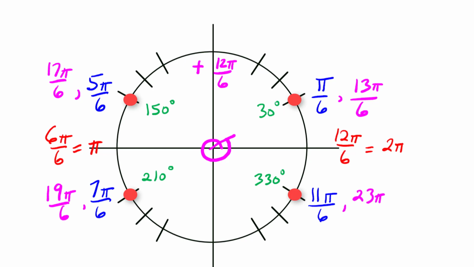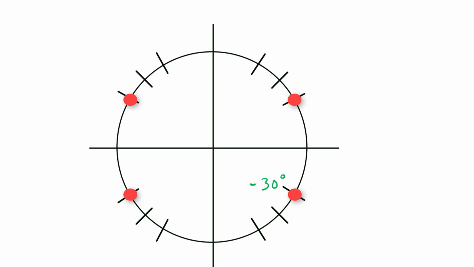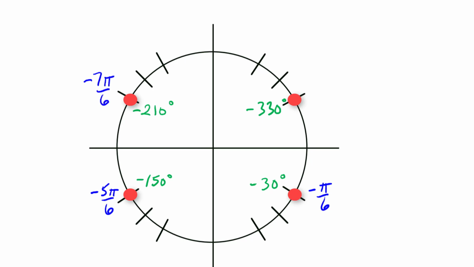We could actually continue going around the unit circle that way and adding more and more to it, but we can also go in the negative direction. -30 degrees, -150 degrees, -210, and -330 degrees, all the way around into quadrant 1. And the radian measures are -pi/6, -5pi/6 in quadrant 3, and -7pi/6, quadrant 2, and then in quadrant 1, -11pi/6.